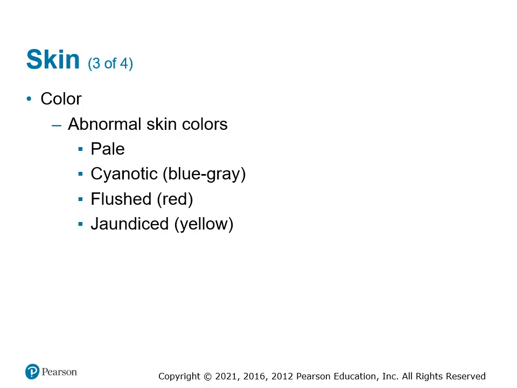Some abnormal skin colors might be pale, cyanotic, flushed, or jaundiced. So somebody that's not getting enough oxygen might have that blue-gray cyanotic color. Somebody with a fever might have flushed skin, and somebody that is jaundiced probably has a liver or hepatitis problem.